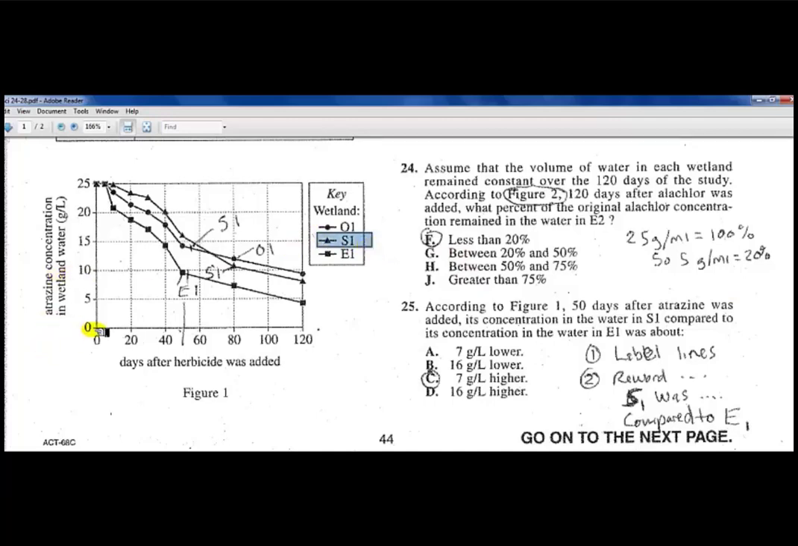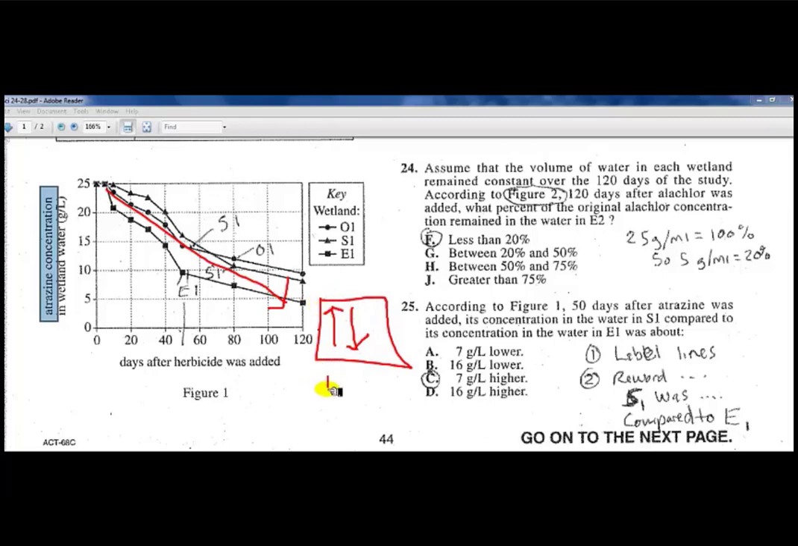And we see that as we increase the x-axis from 0 days all the way to 120 days, the atrazine concentration goes down. This is an inverse relationship and can be represented by increase in days, atrazine concentration down. Another way it could be represented is as you increase the days, concentration goes down. Plus, minus, minus, plus, or the arrows. It is a negative relationship for figure 1.